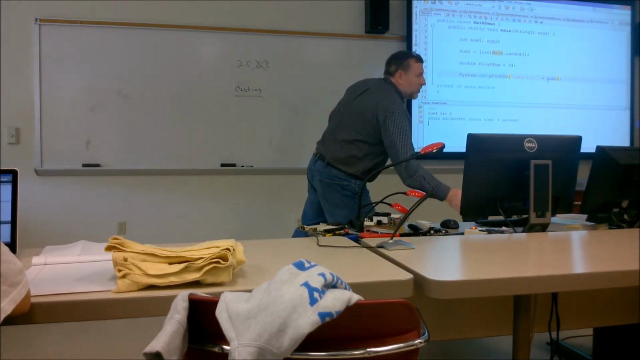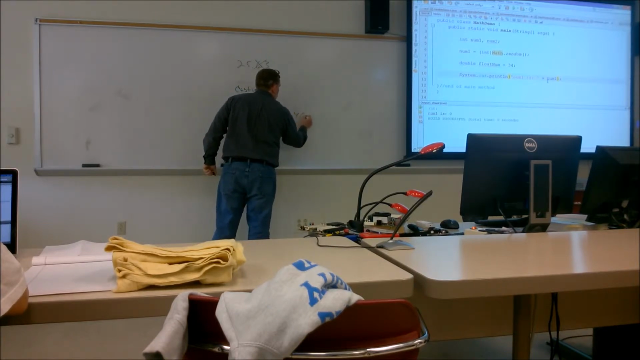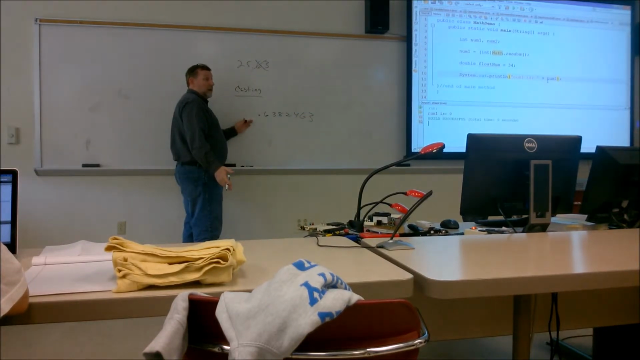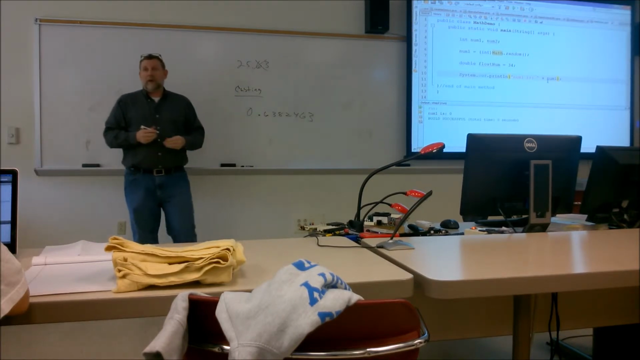But the other things that can generate are numbers like this, 0.6382463. It could generate that. So now we're gonna cut off the decimal point of that. So what are we left with? 0. So every single time right now, the way we have it set up, it's gonna be 0.